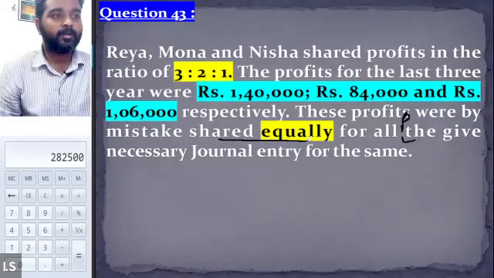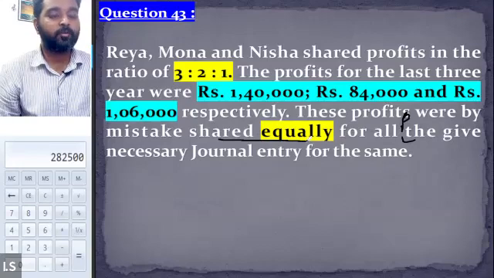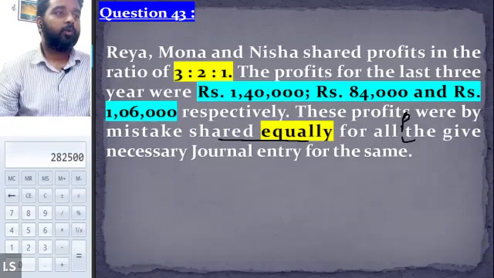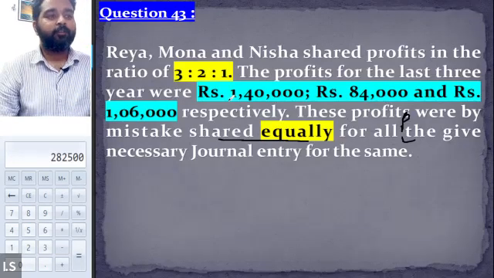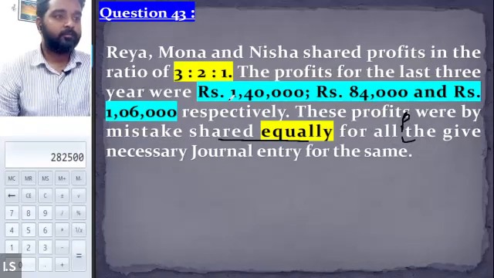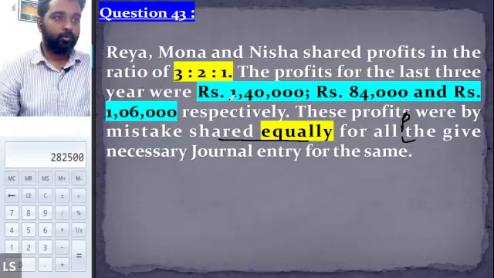Yeah. So profit that should have been divided in the profit sharing ratio, by mistake, we have divided equally. Now we need to make the necessary adjustment entry. We need to make the adjustment by passing a small journal entry. Okay, so let me show you how this will be done.